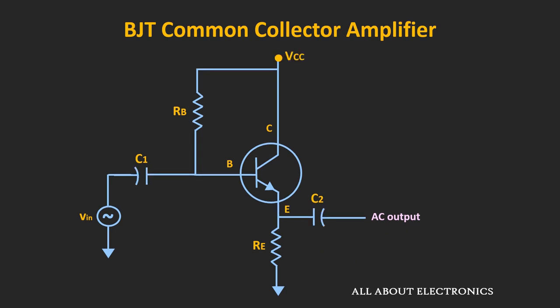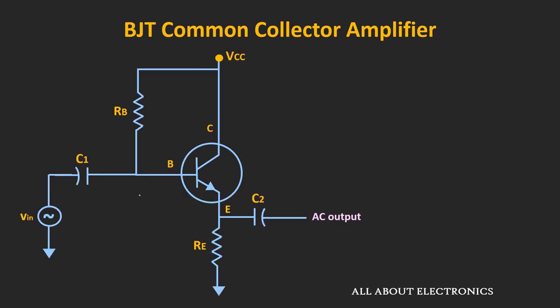Now as I said, this common collector amplifier is also known as the emitter follower, because the output at this emitter terminal follows the input signal. From the DC perspective, the emitter terminal will be 0.7 volt less than the base voltage, but the AC output signal will be approximately equal to the input signal, and in fact slightly less than the input signal. So let us understand this intuitively.